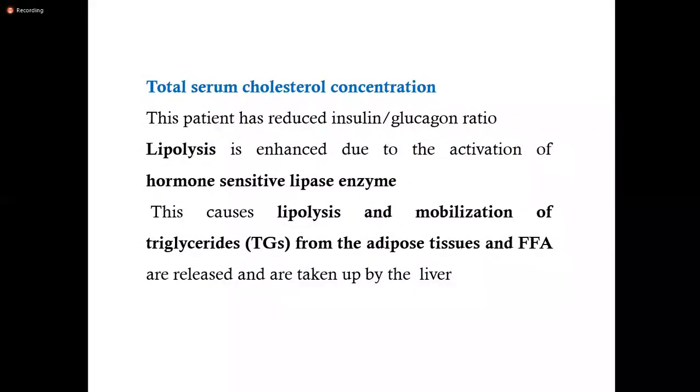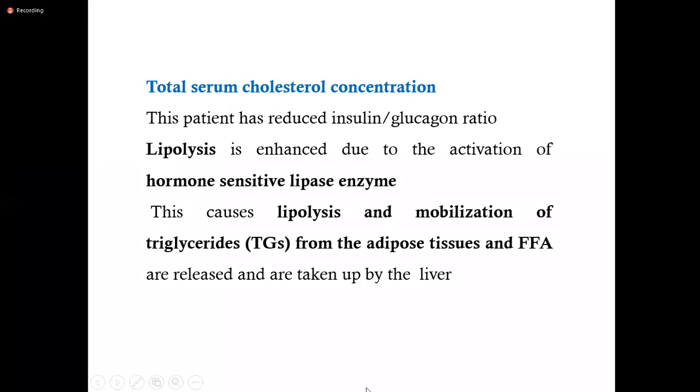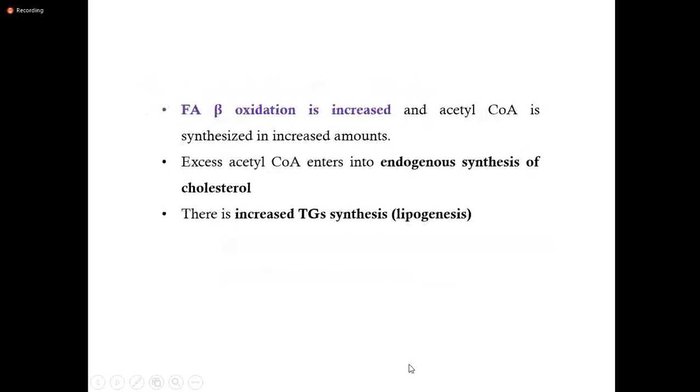You can first say what is the problem. Can you see the slides? Yes, madam. Okay. This patient has absolute insulin deficiency. So the insulin to glucagon ratio is low. When that happens, what happens at the adipose tissue? There is lipolysis.